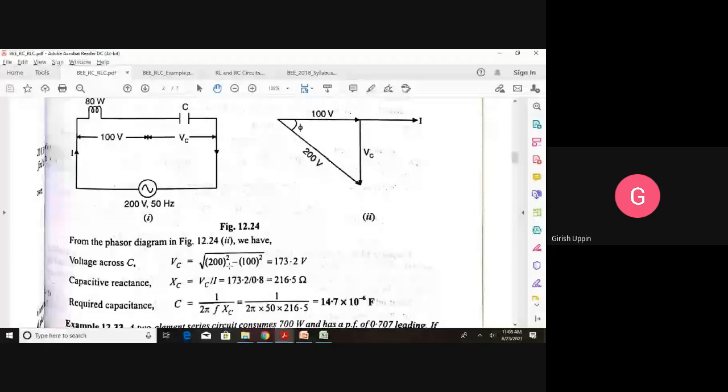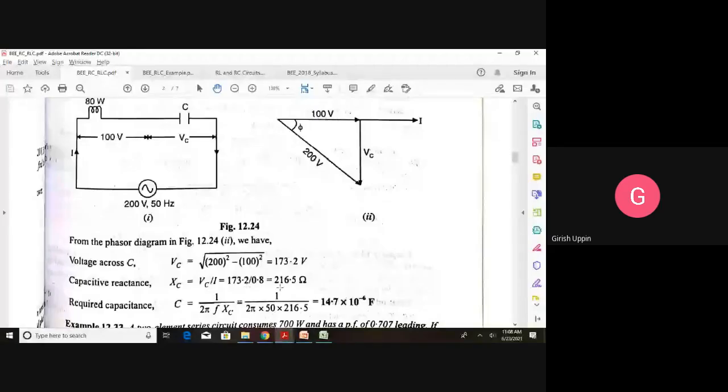Once we know VC and we already know the current, VC is equal to I into XC, or XC is equal to VC divided by I, that is 173.2 divided by 0.8 amperes. We get it as 216.5 ohms. And finally, what you have to calculate is the capacitance. XC is equal to 1 by 2 pi fC, so C is equal to 1 divided by 2 pi f into XC. f is given, XC you calculated, so you get it as 14.7 into 10 raised to minus 6 farad, or 14.7 microfarad.